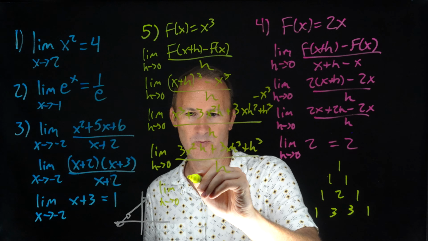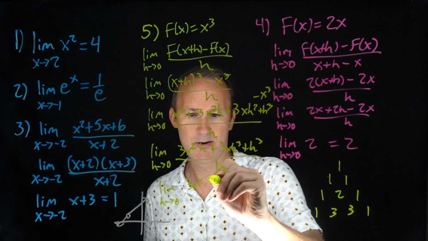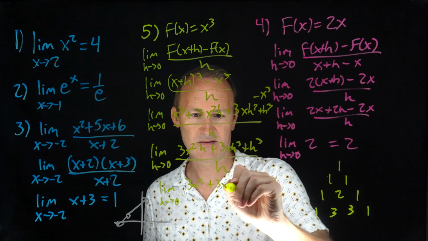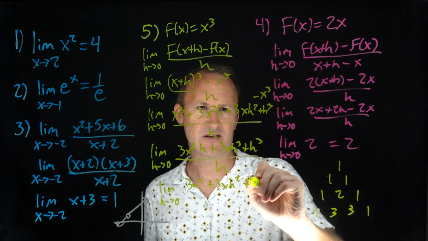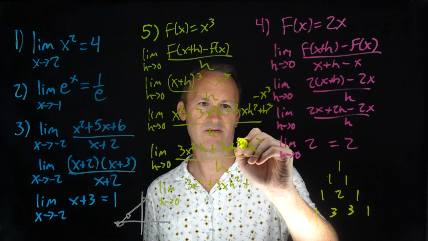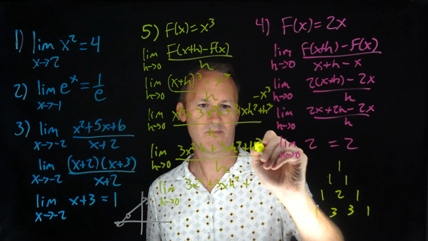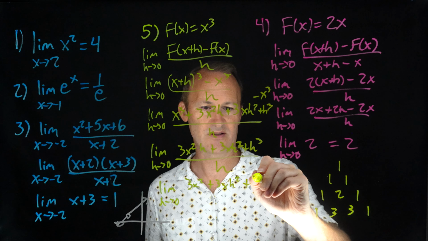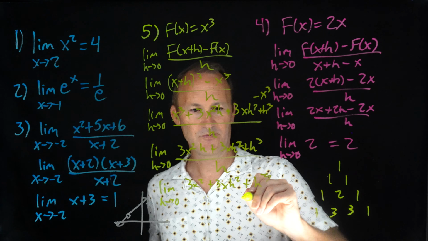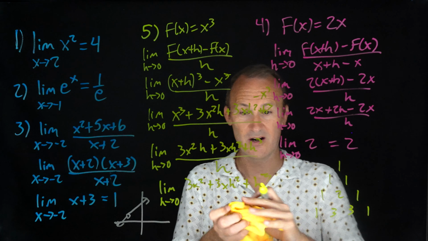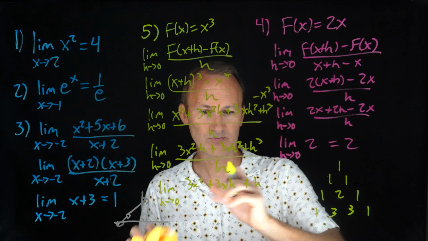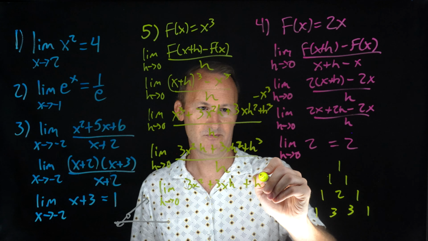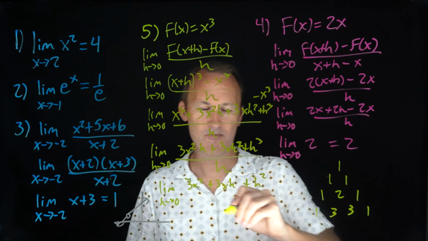But now we're going to get 3x squared plus 3xh plus h squared. That should be a squared, and then plus h cubed. No, because we're factoring out the h, sorry. This will be 3x squared plus 3xh plus h squared.